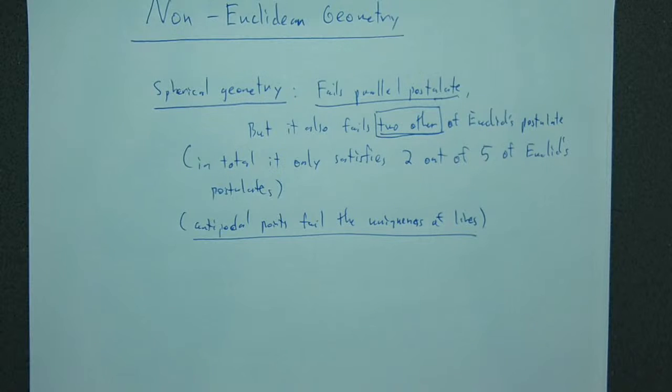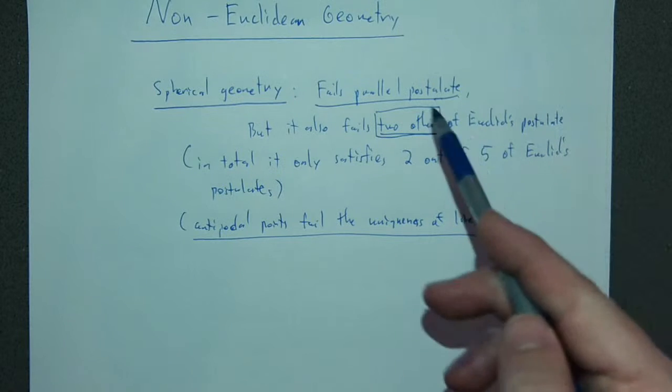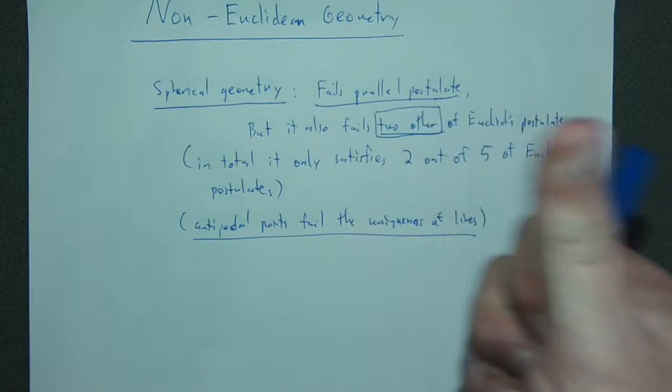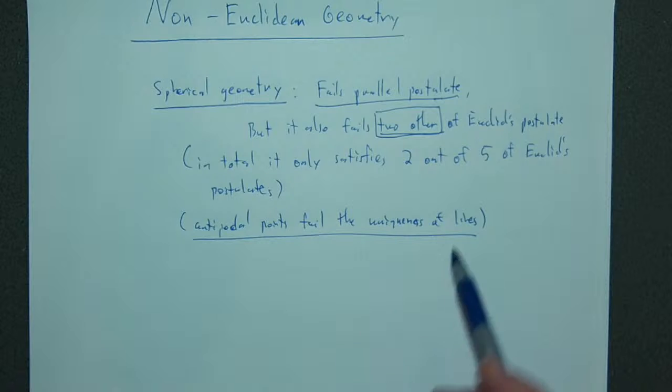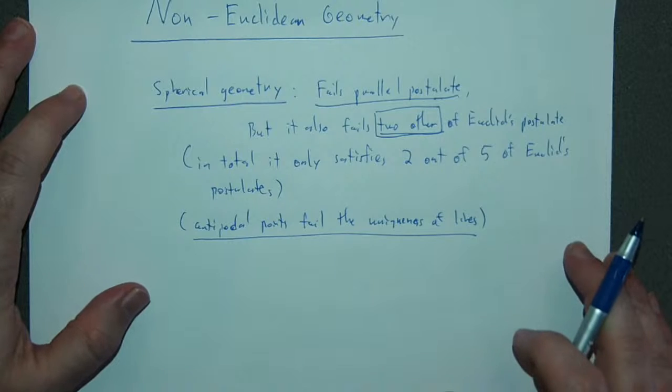But you don't have to worry about that. The main thing to worry about is it fails the parallel postulate. That's good. That's what we want for it to be non-Euclidean. But it also fails uniqueness of lines, right? Which somehow makes it useless for one of the original purposes, right?